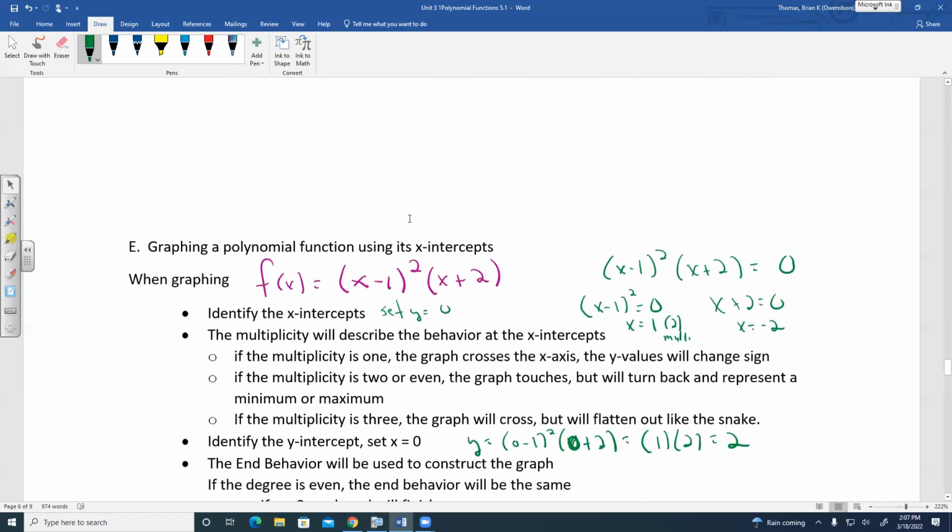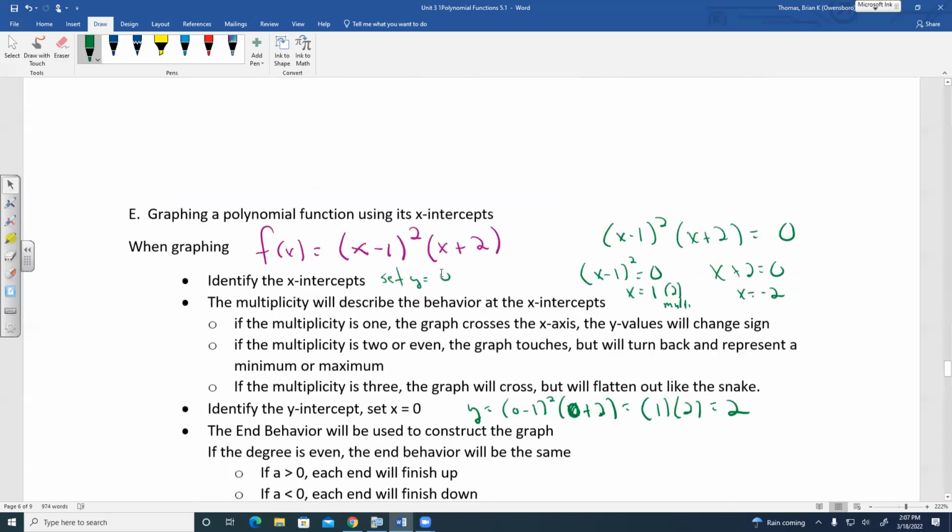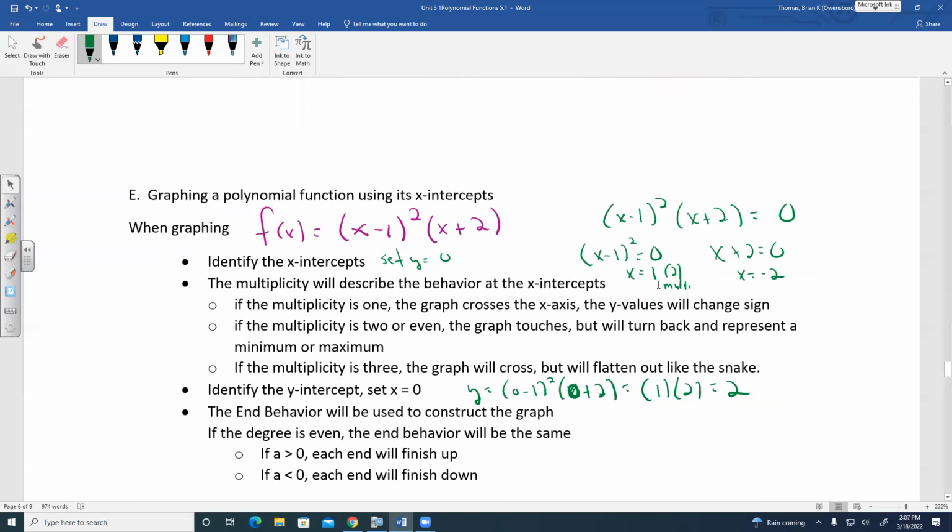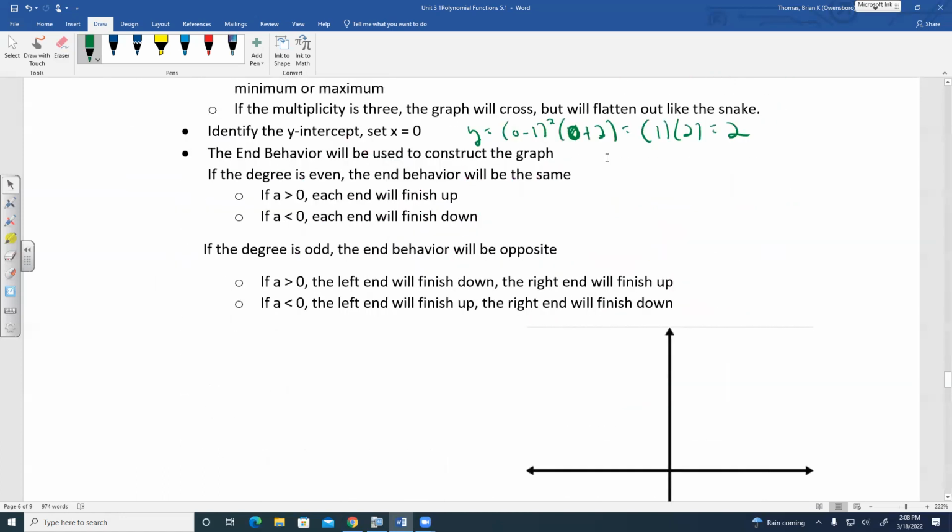So notice that if we put this all together, our degree, notice how there were actually 3 zeros, 2 1s and a negative 2. In other words, if you notice here, this x occurs twice, and there's this x over here, which means the degree of this function is a degree of 3. So since our degree is a degree 3, we're going to be paying attention to this.